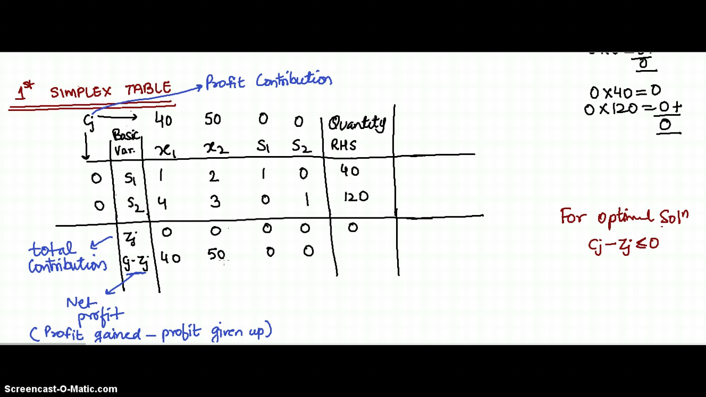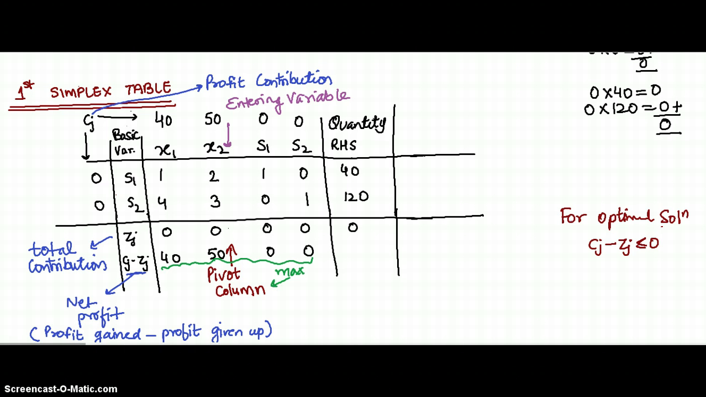So we enter a new variable x2. This x2 will be the entering variable, corresponding to the maximum value that we obtain here. This column is called the pivot column. How did we get this pivot column? By selecting the maximum of these four numbers. So the maximum gives us the pivot column.